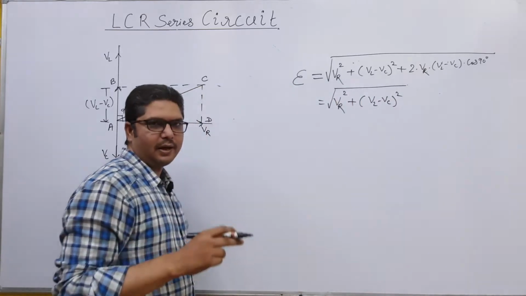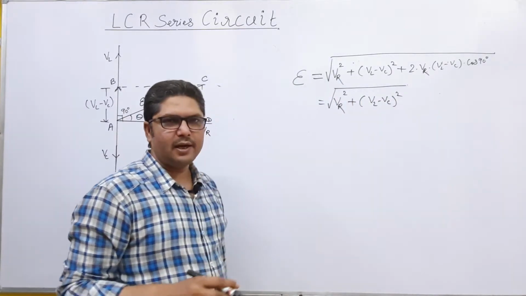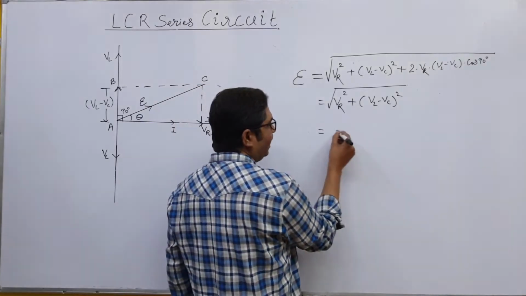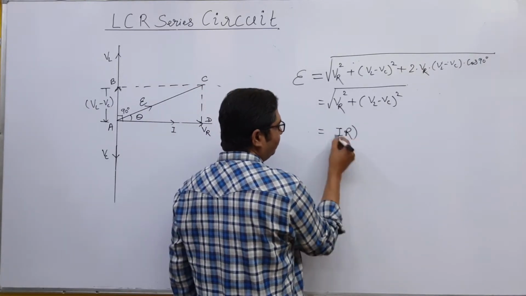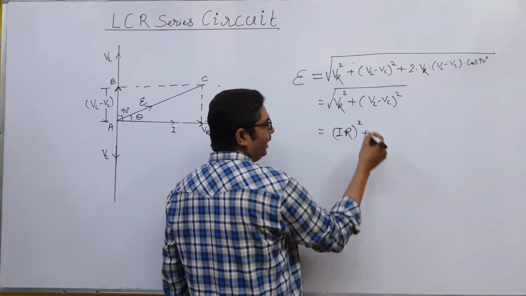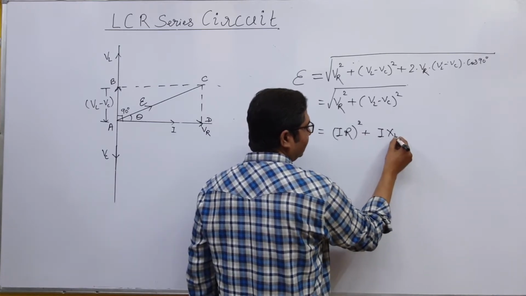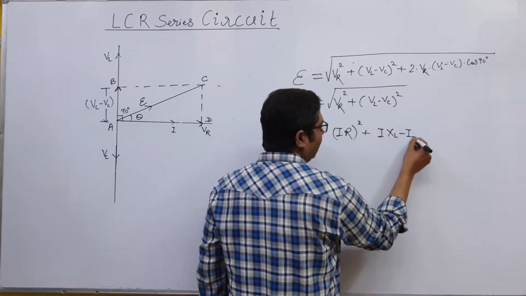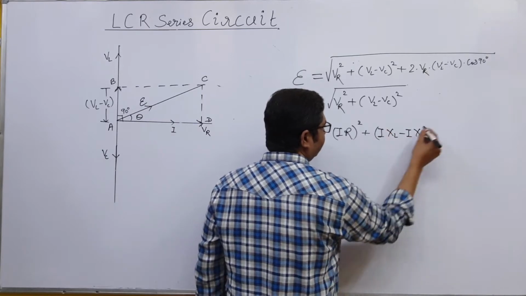Now what is VR? In the previous diagram you have seen that VR is I into R, and VL is I into XL, and VC is I into XC, all under the root.